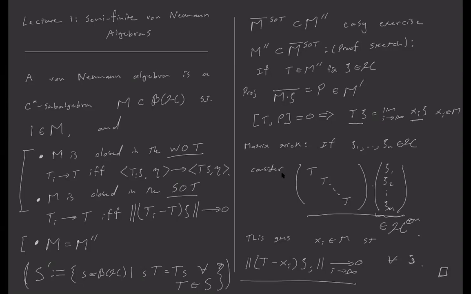Let me give you some examples. So the easiest, most obvious example is if you take M to be B of H itself. So clearly that's closed in the strong operator topology, it's everything. So that's definitely a von Neumann algebra.